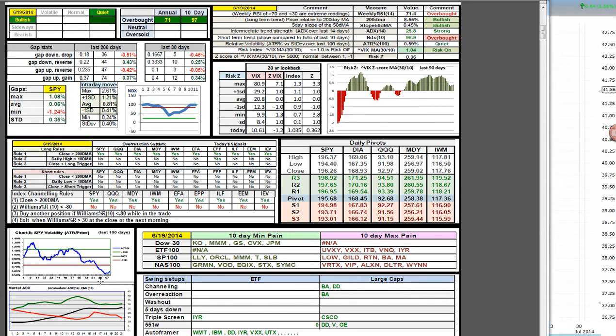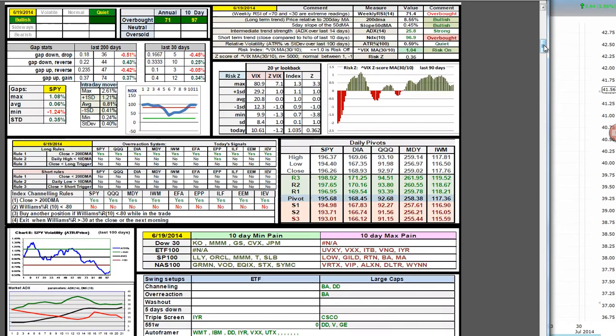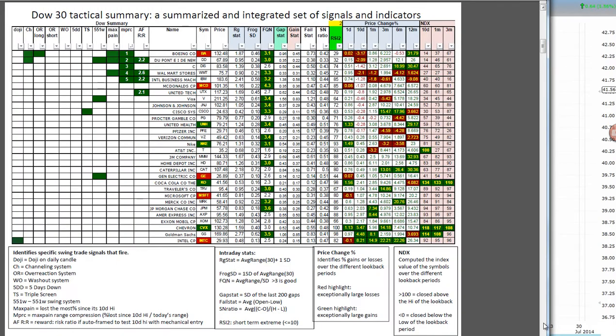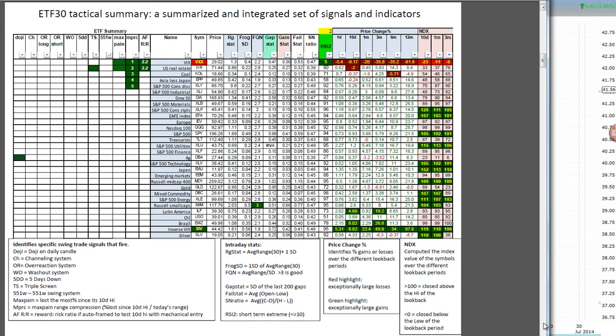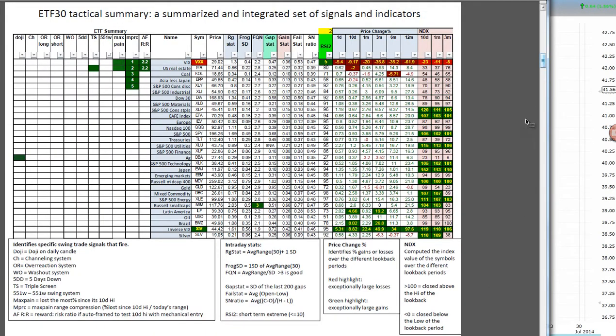On page 1, we've got a number of practical setups in the swing trade generator. But what I want to do is fast forward to page, well, here's the cover page. I'm really going to go look at page 5, the auto framer and regression line fractal format. So we're going to quickly zoom through the tactical summary, the ETF tactical summary, and then arrive at the auto framer and the RLFF page. Oops, excuse me.